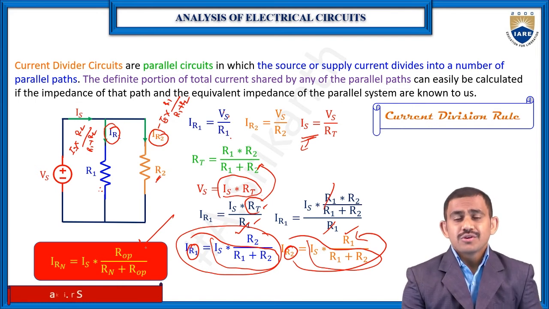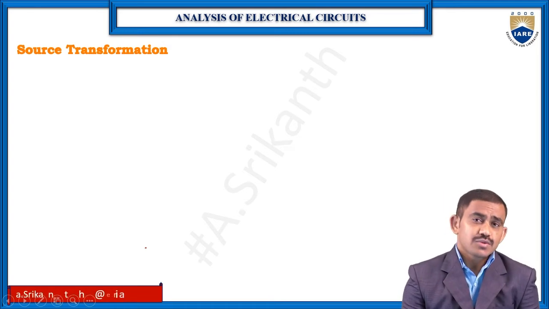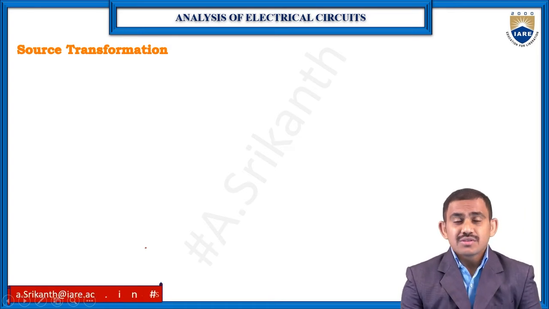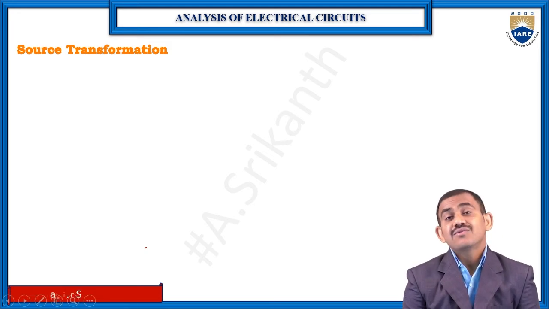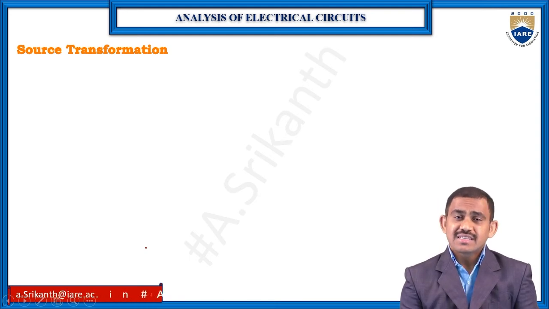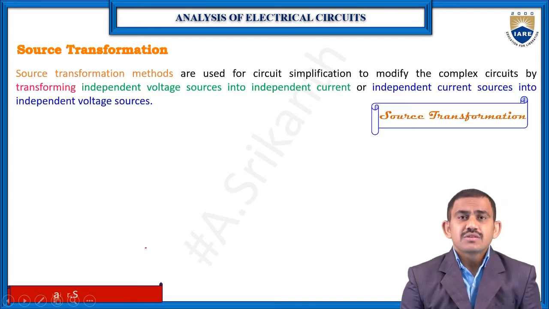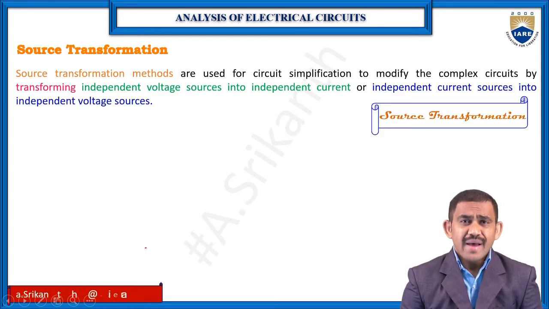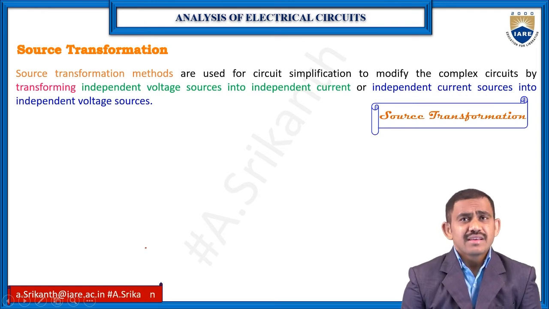Now we are moving to source transformation. How many types of sources do we have? Generally we have only two sources: current source and voltage source. Source transformation technique means we can transform a voltage source to a current source, or a current source to a voltage source. This is very useful in simplifying circuits.